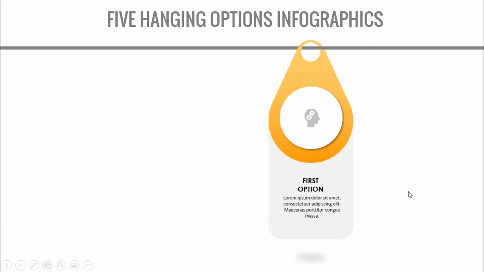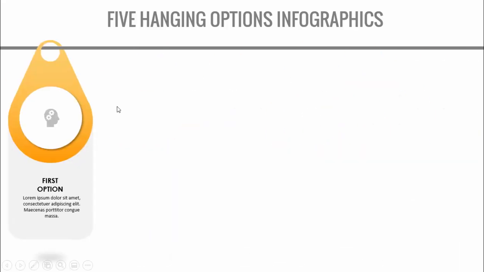In today's tutorial, I'm going to show you how to create a 5 hanging options infographic slide in PowerPoint, and this is how the slide works. As you can see here, I've put a pipe or a rod here, and when I click, the first option comes from the right side. It's kind of a hanging option or shape, and then you can add the icons if you want here, and then here you can add the first option and the detailed text.